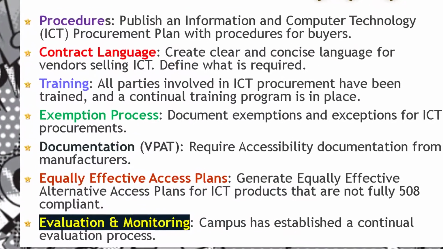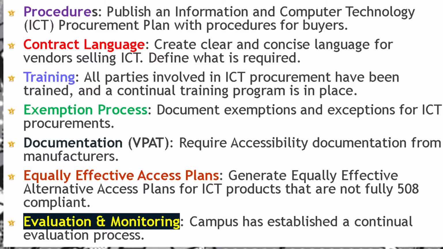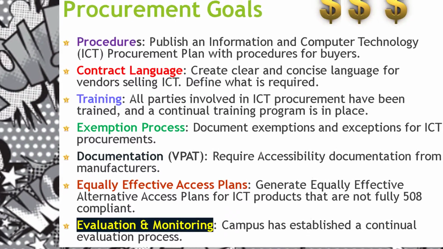Procurement goals would include the following: developing procedures, contract language, training, exemption process, documentation for accessibility, developing equally effective access plans, and the evaluation and monitoring, which is always a continual need.